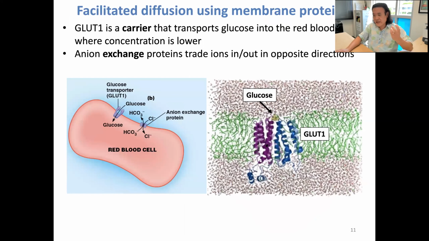Facilitated diffusion, looking at something like glucose. Here we have this protein on a red blood cell. This is a glucose transporter known as GLUT1. So GLUT1 is a carrier that transports glucose into the red blood cells, from a high glucose concentration on the outside to a low glucose concentration on the inside. This is how our cells can actually take up glucose in a passive way.